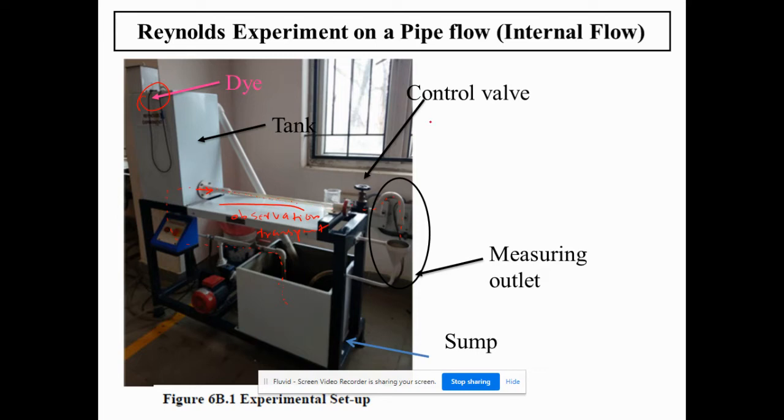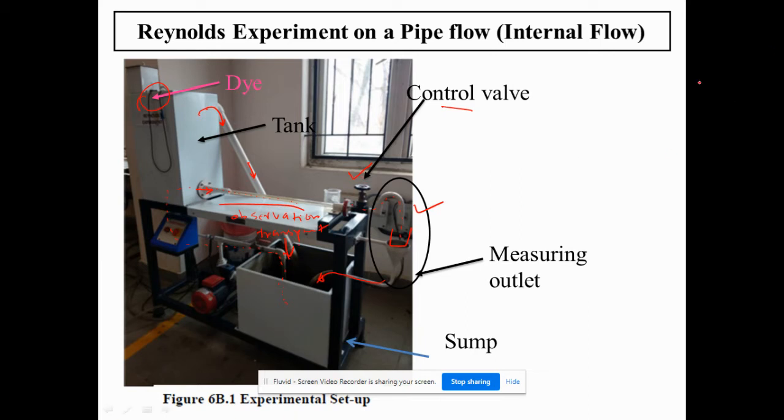Then we have a control valve to control the flow, and we have a measuring outlet here. So we shall keep a beaker here and measure the flow coming out. The remaining water, after the observation, will go back here, and if the tank overflows, the water will also be redirected to the sump itself. So this is the basic nature of the experiment.